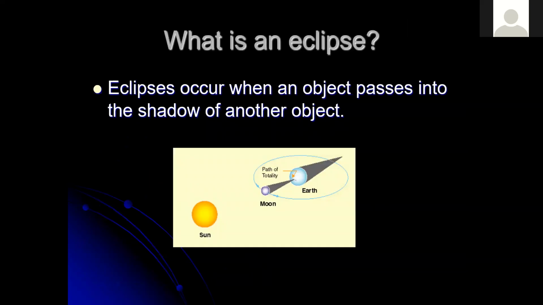So what is an eclipse? An eclipse is when something casts a shadow on something else. It eclipses it. So if we were talking, this is the moon casting a shadow on the Earth. We call that a solar eclipse because the moon is eclipsing the sun. It's getting in front of it. When the moon is on the other side, that's a lunar eclipse because the earth is eclipsing or hiding the moon.